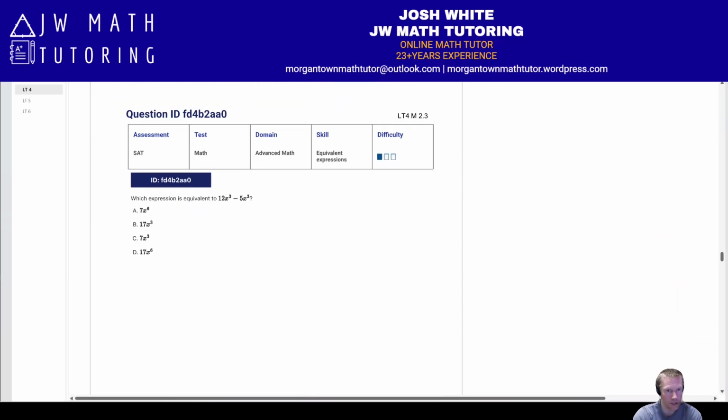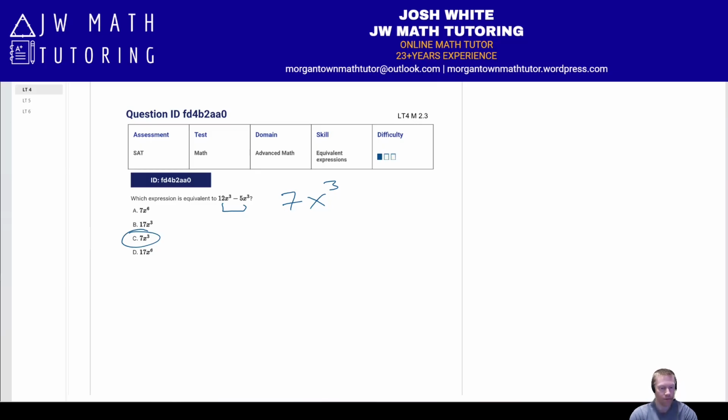Next up, question number 3. Which of these expressions is equivalent? Here we're just subtracting 12 minus 5, 7. Subtract the coefficients, keep the same variable. 7x cubed. Correct answer is letter C. I will mention briefly, I'm not going to bother to show it, that you could type this into Desmos, and then type all the answer choices, and you can see which one overlaps to confirm that it's correct as well. Just so you know, you technically can do that.